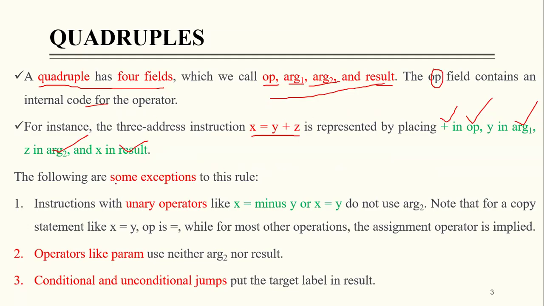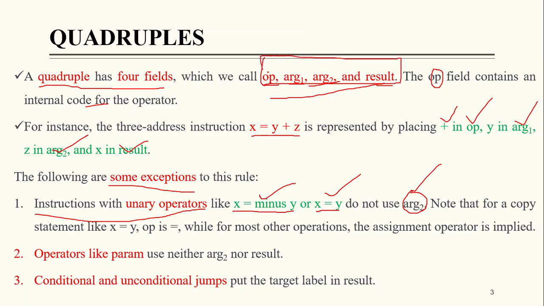There are a few exceptions. The first one is instructions with unary operators like x = -y, unary minus y, or x = y, that is for copy or assignment operations. In this category, we will not use argument 2. We keep it empty in the quadruple form. In the quadruple form, it consists of operator, argument 1, argument 2, and result, but in the unary operator case we will not use argument 2.